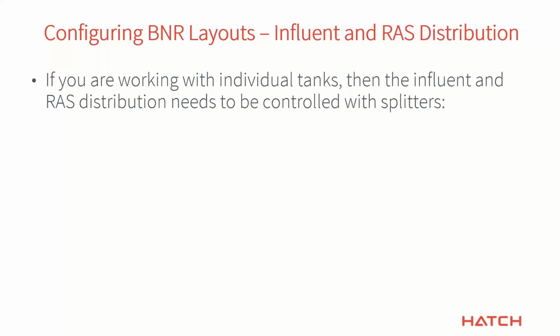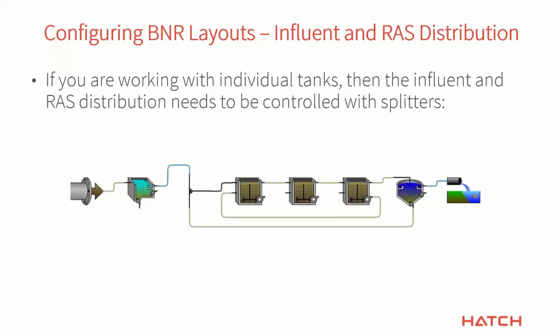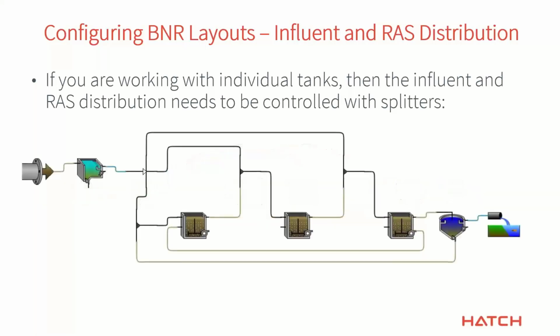Okay, so now if you're working with the individual tank method and not the plug flow tank method, then the influent RAS distribution basically is controlled with flow splitters. You'll actually be able to see it on the drawing board because each of these things are separate from each other. So our recycles here, if I wanted to take some of the flow and put it farther downstream, I would need a series of splitters to be able to do that.